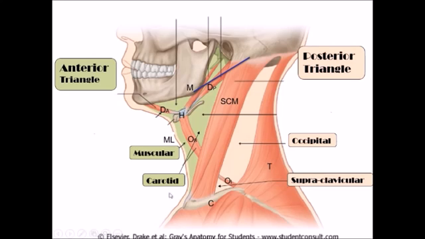What are the contents? As the name indicates, it has a very important structure, that is the carotid sheath, and within the carotid sheath we have the common carotid artery and its two terminal branches, the external carotid and the internal carotid. This is the most important content of this triangle, because this is the main artery which supplies the head and neck and face as well as the brain. The two terminal branches, the external and internal carotid.